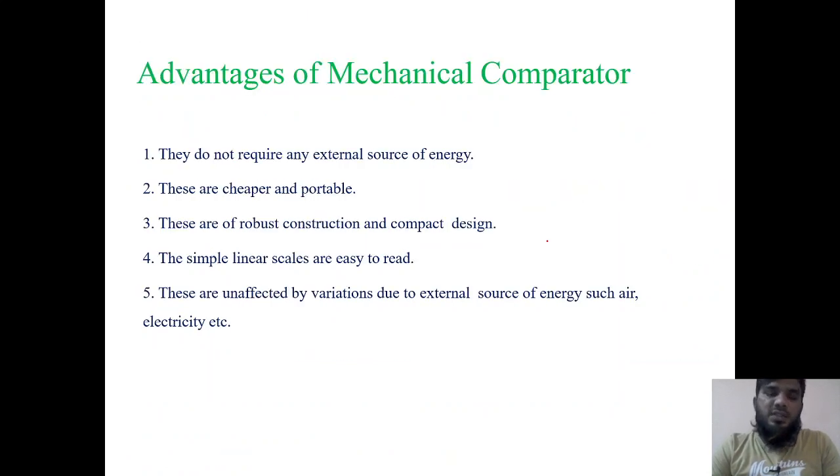What are the advantages of mechanical comparators? They do not require any external sources of energy. Like in optical, we need some kind of source of light. Electricity is needed. These are cheaper and portable. This can be used at any position. These are robust in construction and compact in design.